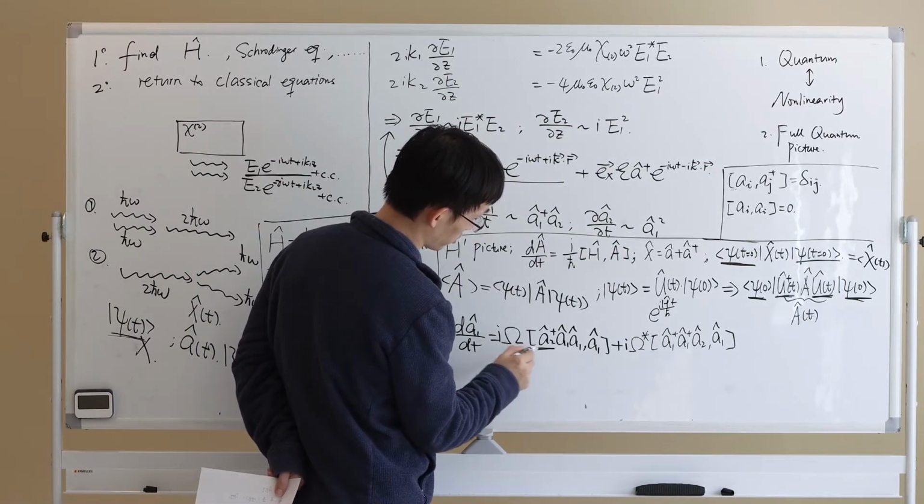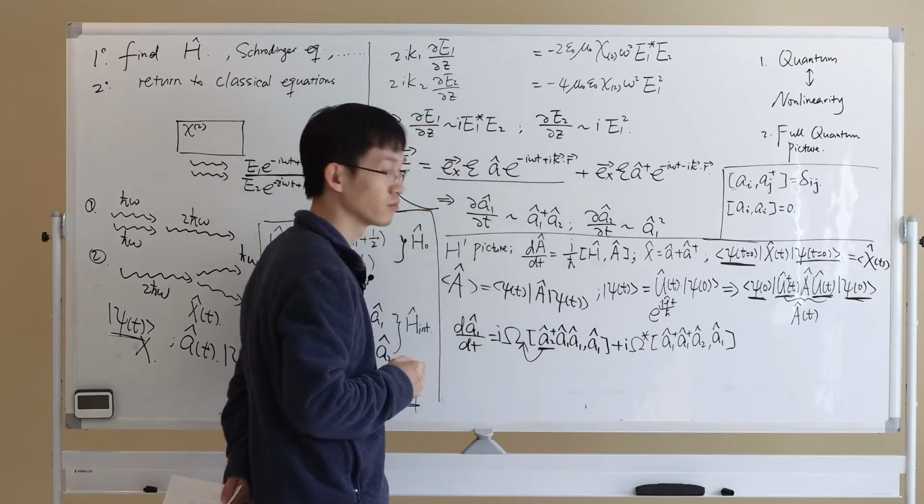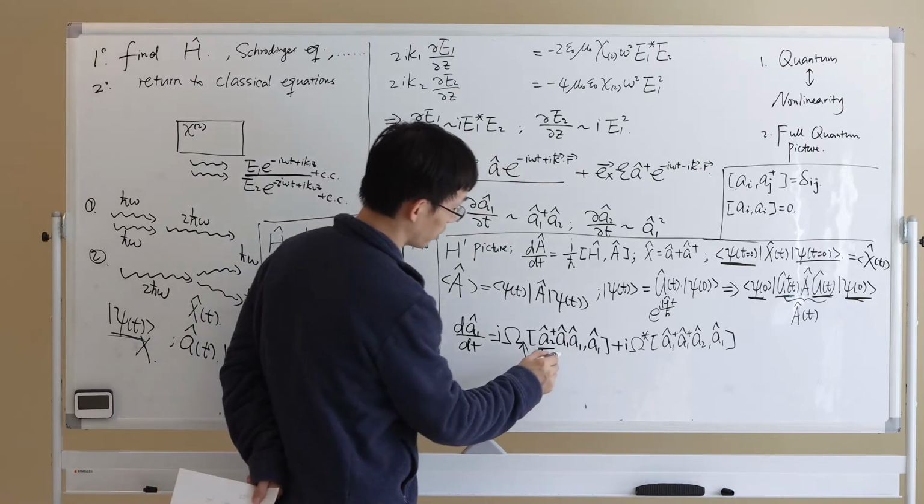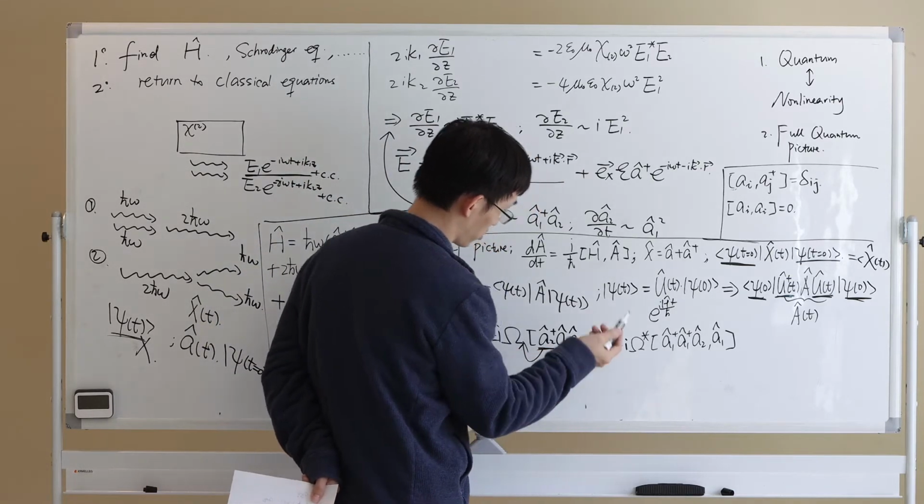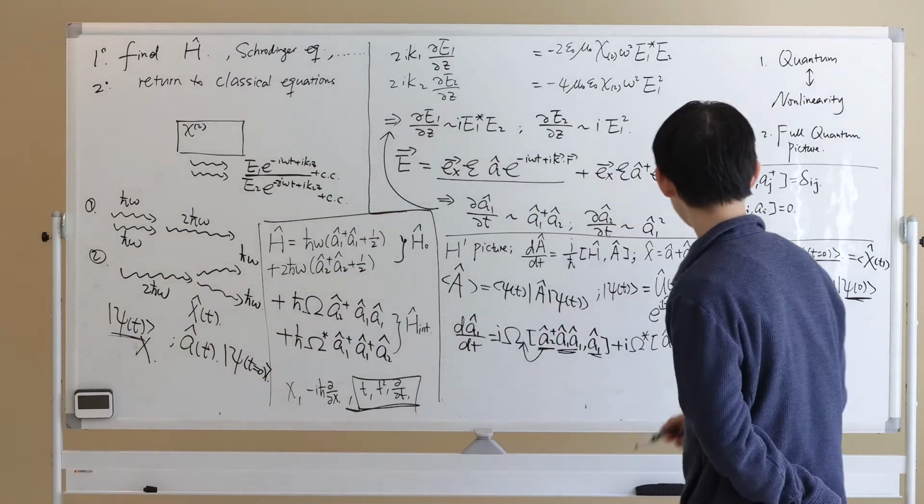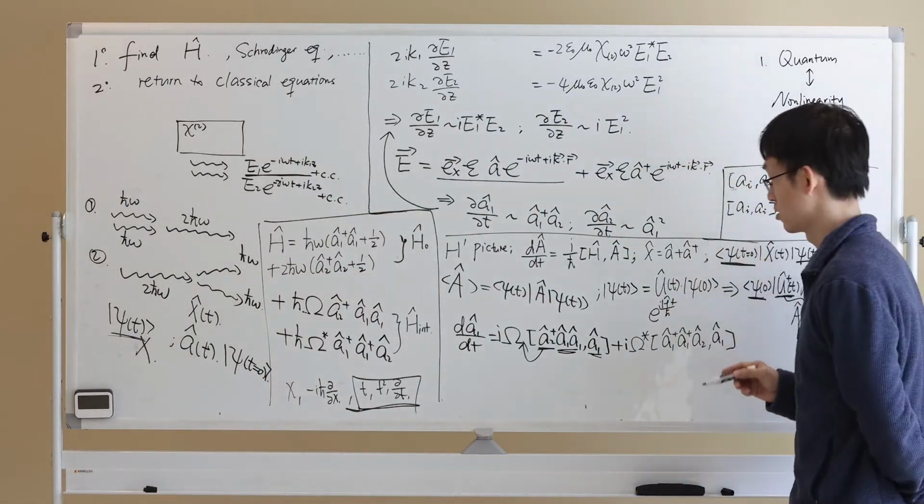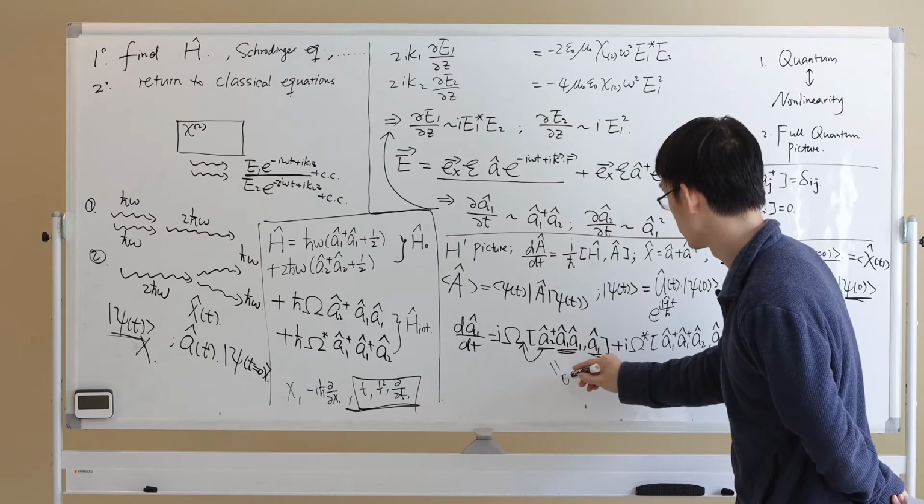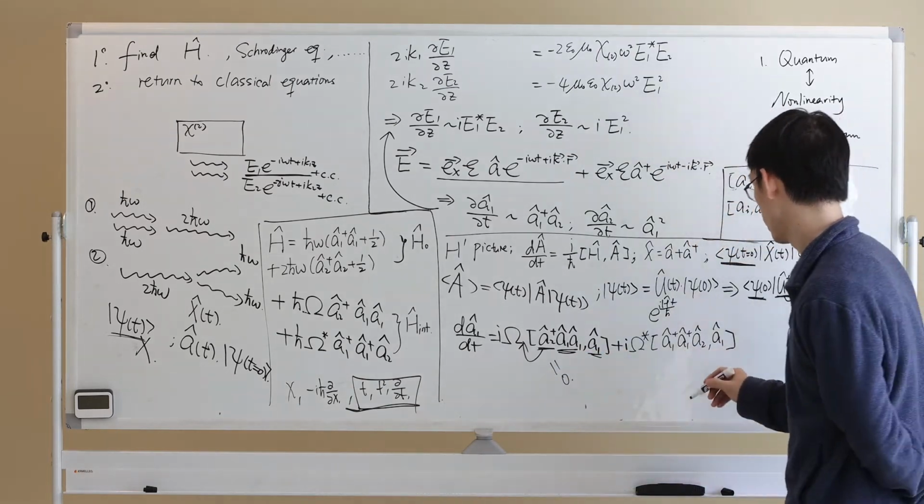First one, this one doesn't matter. You can move it to the front. It doesn't change your result at all. And then your commutation is A1 with A1, and no matter how you calculate it, A1 with A1 is always 0. So this is 0. Okay, so we need to calculate this one.